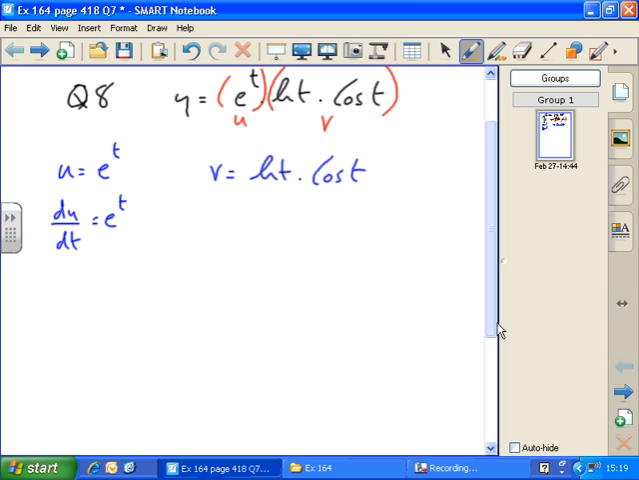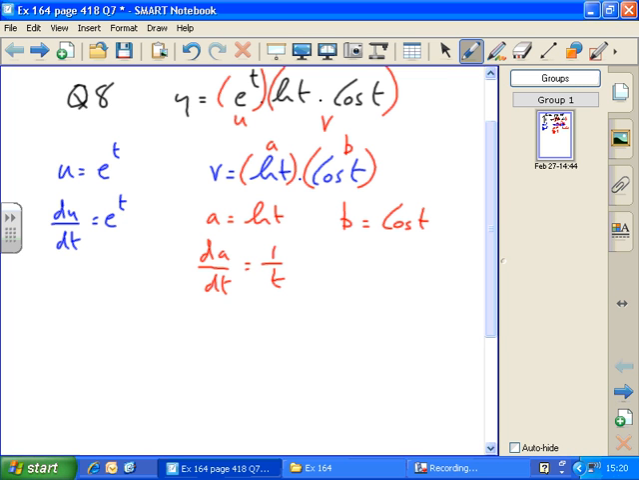I've got this one say equal a, and this bit equal b. So the product rule tells me I've got to differentiate. I take a equals log t and differentiate that, so da by dt equals 1 over t. And then I take the b part, which is cos t, and differentiate b with respect to t, and get minus sine t.